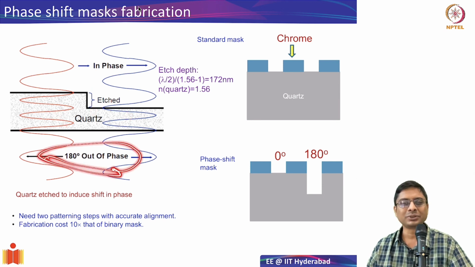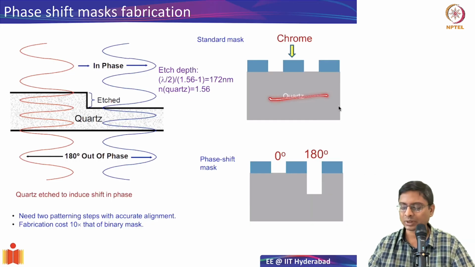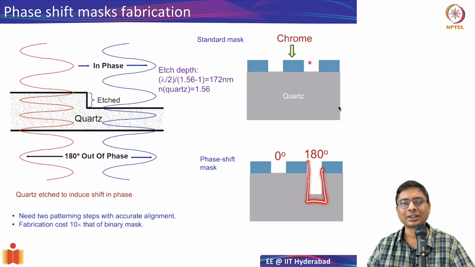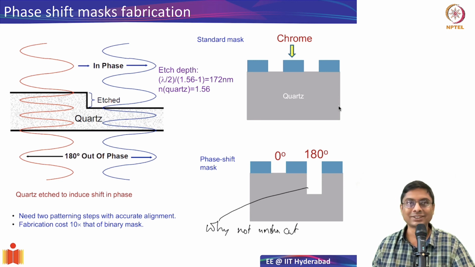Alright, how do we do this? Well, what we can do is, you have, let's say, a quartz substrate, you have chrome which is coated all over there, and in one place I want to have etching. So if I put a mask and cover all of it and then etch it only in some place. Now the question is, these features are very small. Why not undercut? That's a challenge, right?